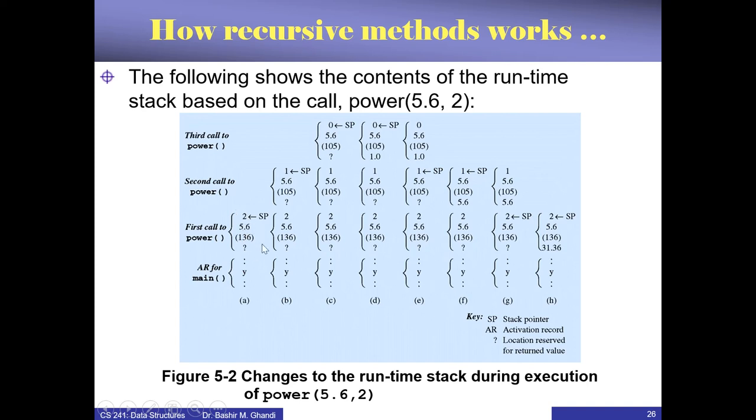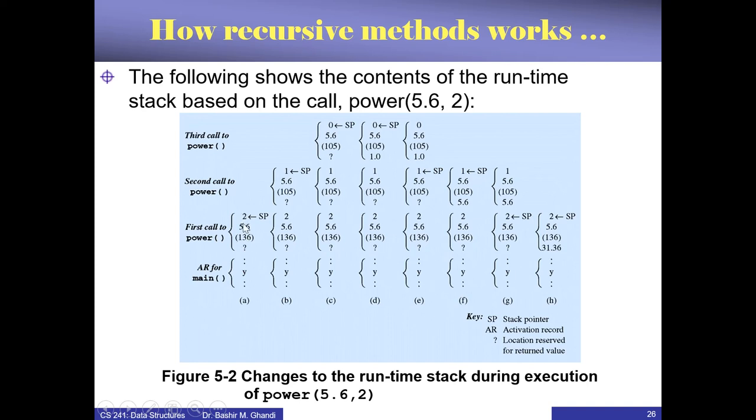Among the activation record for the first call to power will be the return address of the main. Where do we go back after finishing this call? We're going to go to this address, which if you recall is one of the statements in the main where we are doing the assignment. Then we have the values of the parameters 2 and 5.6, and then there is what is called the stack pointer. So this is where we are in terms of the runtime stack. This is the current active record.